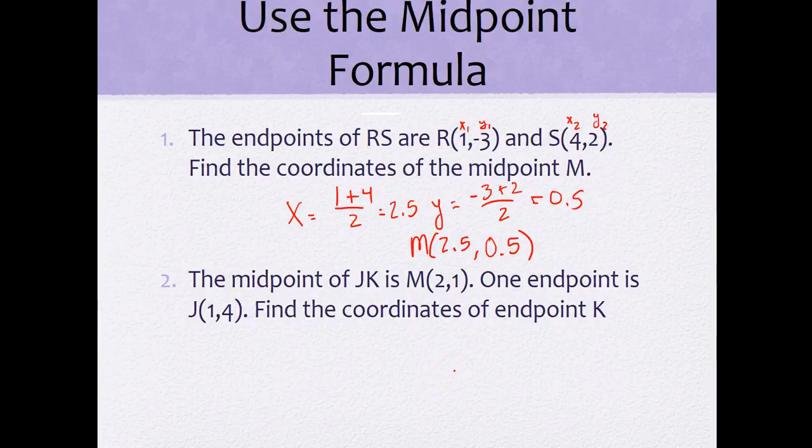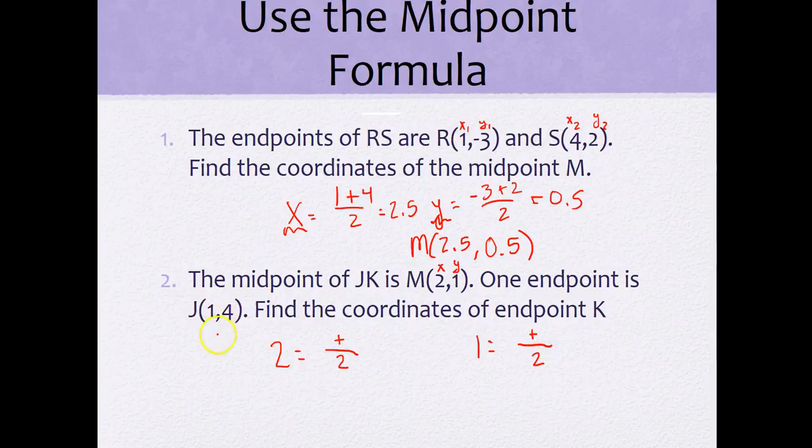Okay. So the next one, the midpoint of JK is (2, 1). So they actually gave us the midpoint, my x and y. So I already have this value and this value up here. So I'm going to start out with setting those equal. The x value equals the x values of the endpoints added together divided by 2. And the y value equals the y values added together and divided by 2.